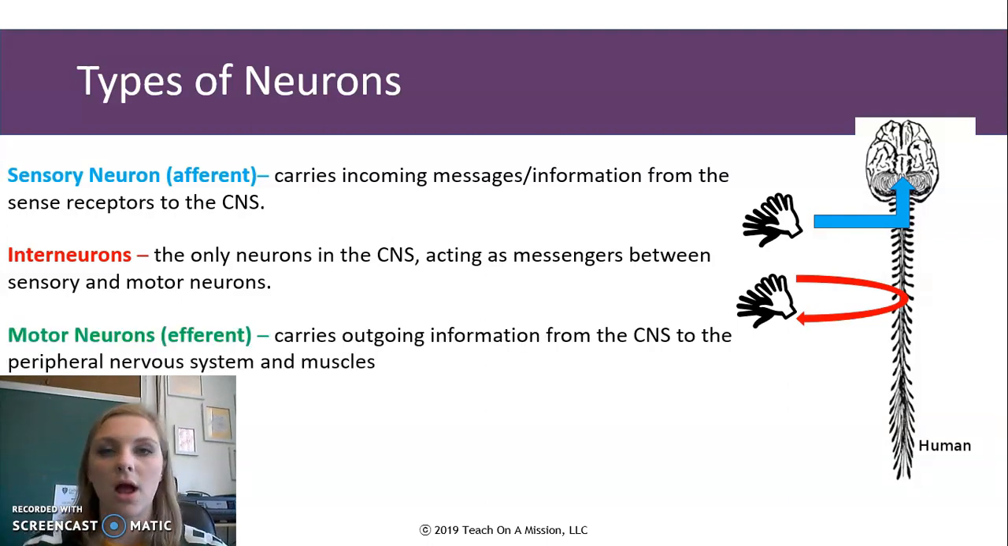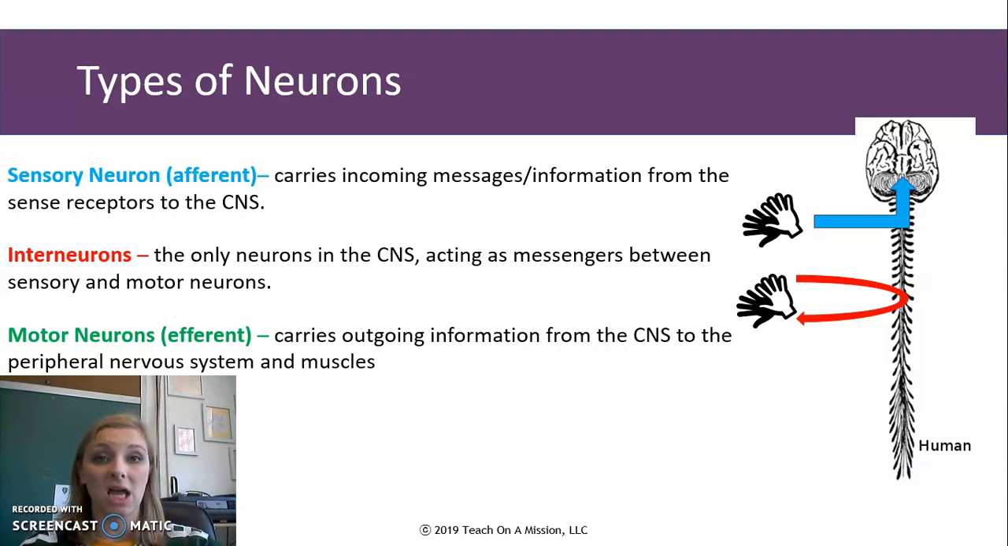The motor neurons, or the efferent neurons, carry outgoing information from the central nervous system, so from our brain, to the peripheral nervous system and muscles. Our motor neurons are going to tell us to move, right? So motor skills mean our movement. And so motor neurons tell us to move.